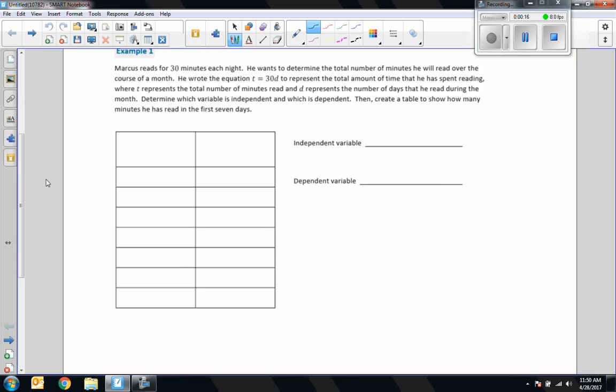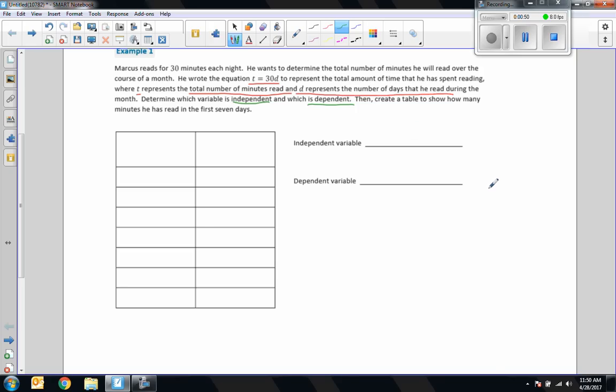So, classwork example 1 says, Marcus reads for 30 minutes each night. He wants to determine the total number of minutes he will read over the course of a month. He wrote the equation T equals 30D to represent the total amount of time that he has spent reading, where T represents total number of minutes read, and D represents number of days he read during the month. Determine which variable is independent and which variable is dependent. So now we're talking about independent and dependent.